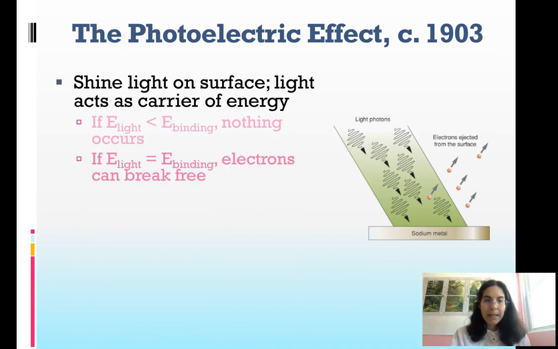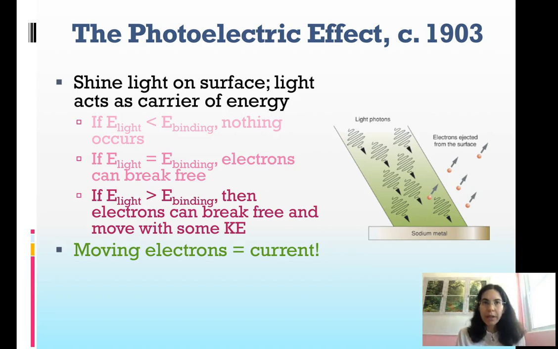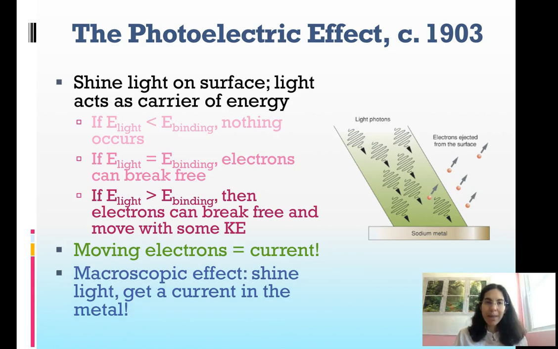Nothing happens. If the light energy equals the binding energy, then the electrons can break free. Can't really go anywhere or do anything, but at least they're free. If the light energy is greater than the binding energy, then the electrons can break free and they'll still have some extra energy left over to use as kinetic energy to get them out of there. And we know that moving electrons is what we called electricity when we first discovered it. Big picture, you shine a light on this metal in this photoelectric cell and you will get a current in the metal.